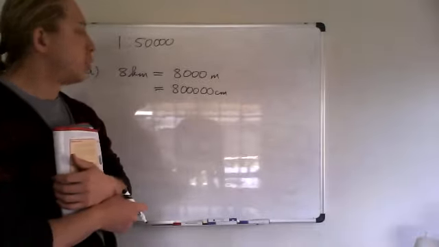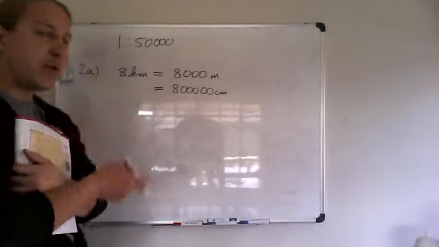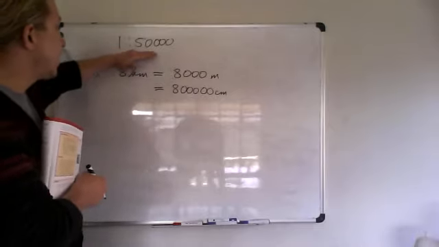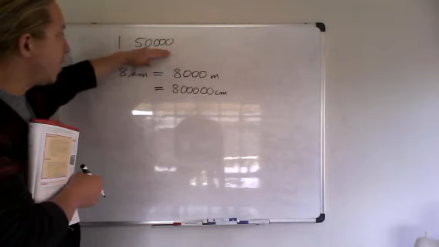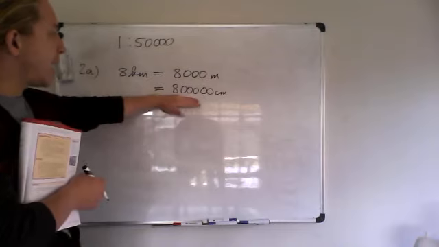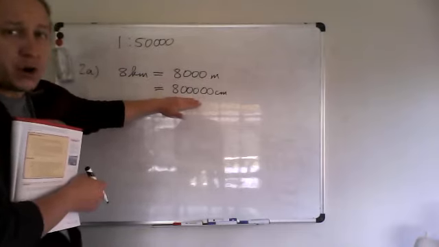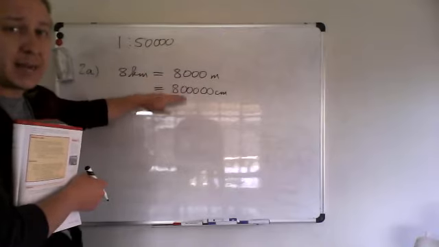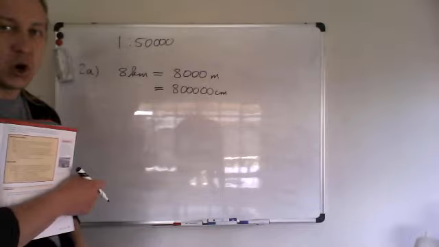Okay, but now remember what this scale means. It's telling us that for every 50,000 centimeters on the ground, it's 1 centimeter on the map. We have 800,000 centimeters on the ground. So what we want to know is how many times this 50,000 goes into there, and then we'll get our answer in centimeters on the map.